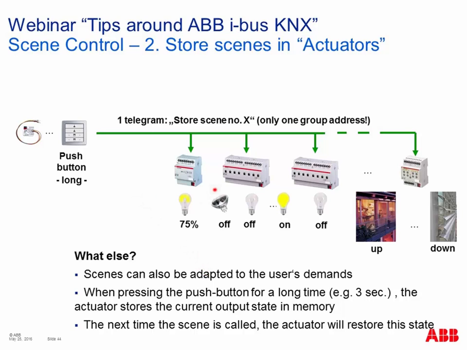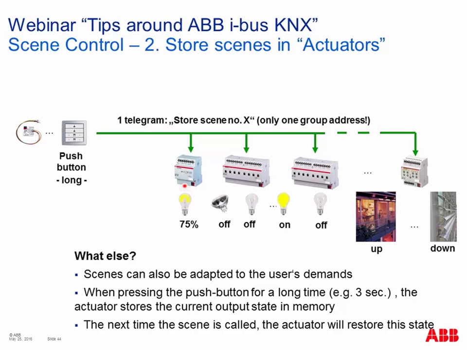So for example, with a standard push button or with your sensor, we drive up and down the shutter and the blinds or dim the light, and then the end user presses the rocker long, and the device sends a telegram, store the scene. It's only a store command, and then the input A of the DIM actuator stores its new value 75%, and the next time when we call the scene, it uses this value 75%.